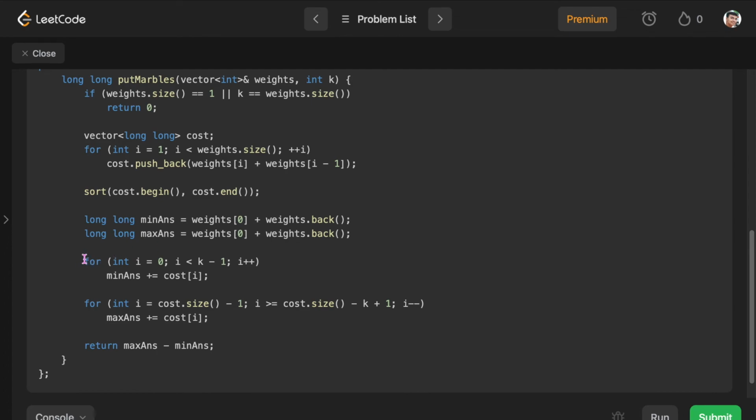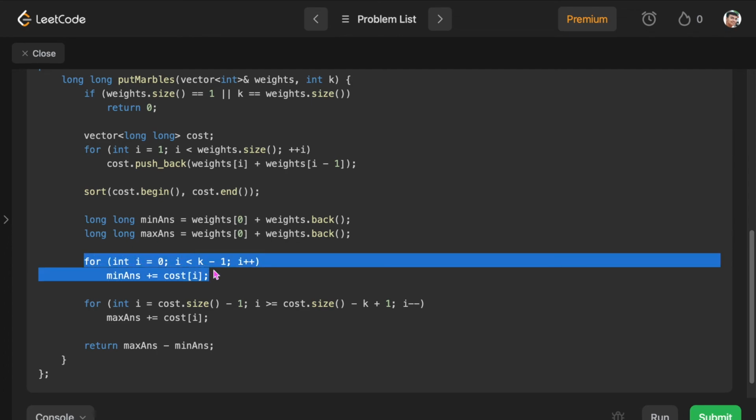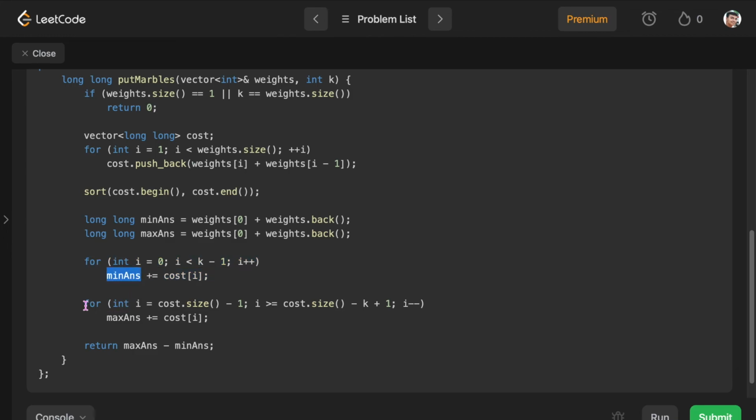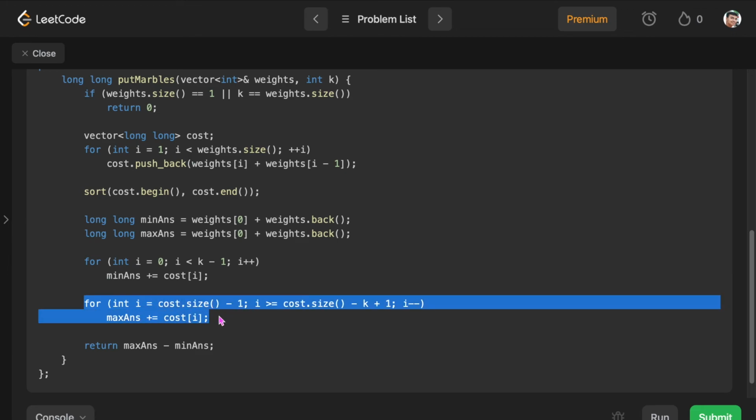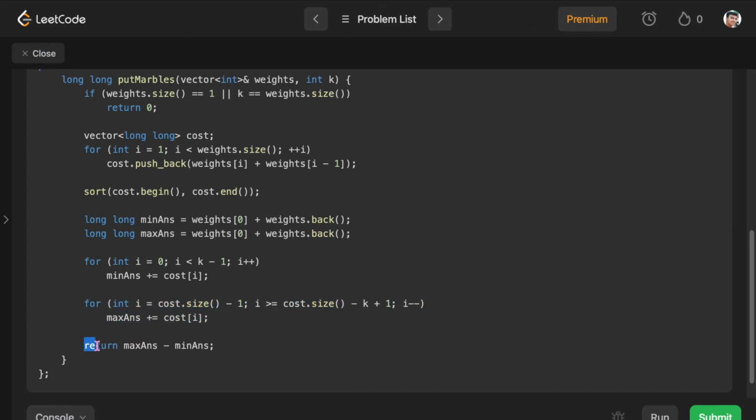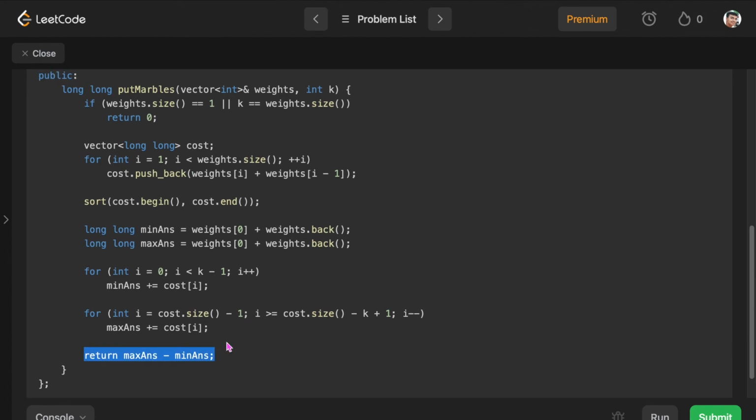Then in this for loop, we get the first k minus 1 elements and add them to the minimum answer, and in this for loop we are getting the last k minus 1 elements and adding them to the maximum answer. Why are we getting k minus 1 elements? Because we have already taken one starting and ending point. So now we have to take k minus 1 starting and ending points, and when we are considering an adjacent element, it contains one ending point and one starting point. So once this calculation is done, we finally return maximum answer minus minimum answer.